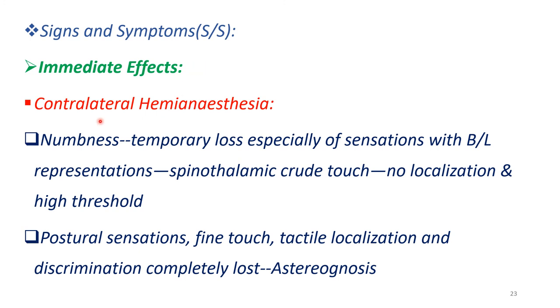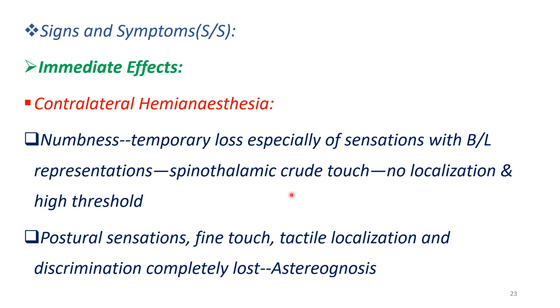One of the immediate signs and symptoms is contralateral hemianesthesia. Contra means opposite, and hemi means half. So the opposite half of the body has loss of sensation. There is numbness of almost all the sensations except for temporary loss of those sensations which have bilateral representation, like the sensation of crude touch, which is transmitted by the spinothalamic tract. But there will be no localization and the threshold will be very high.